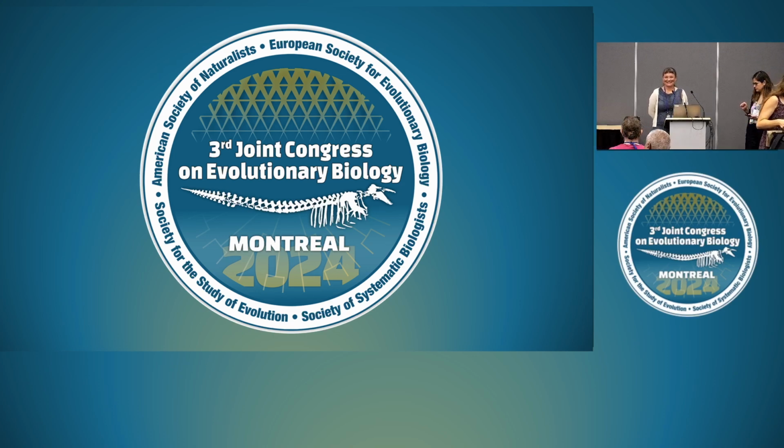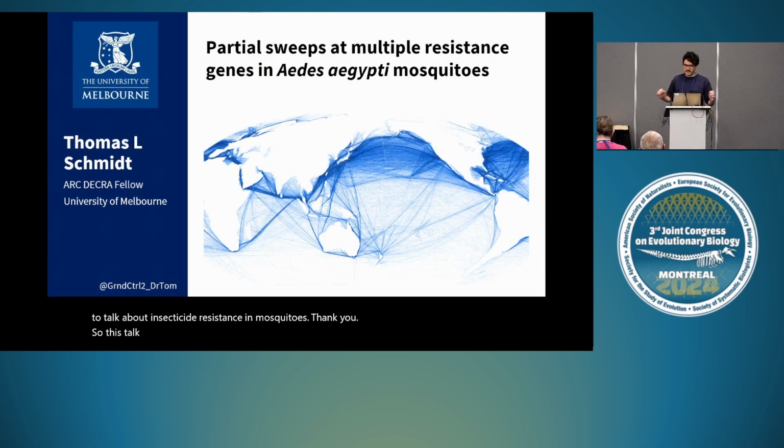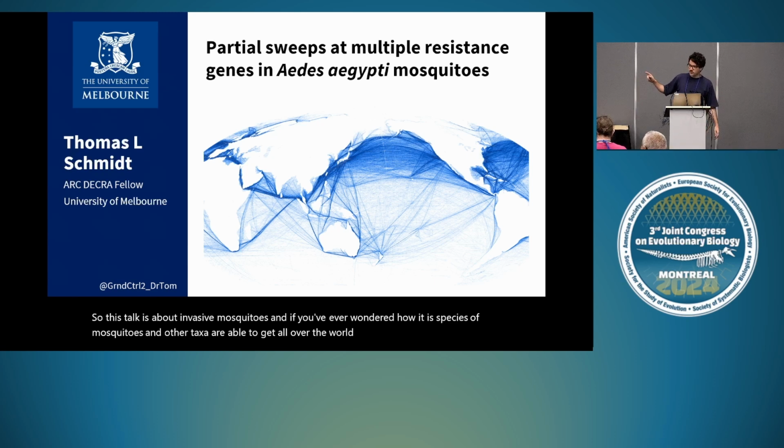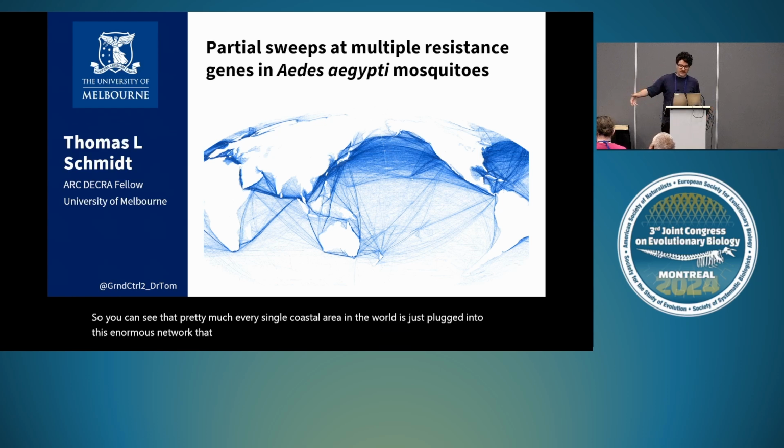Okay, thanks. Thank you. So this talk is about invasive mosquitoes, and if you've ever wondered how species of mosquitoes and other taxa are able to get all over the world, this figure shows one year of global shipping. So you can see that pretty much every single coastal area in the world is plugged into this enormous network that is a continuously functioning network.